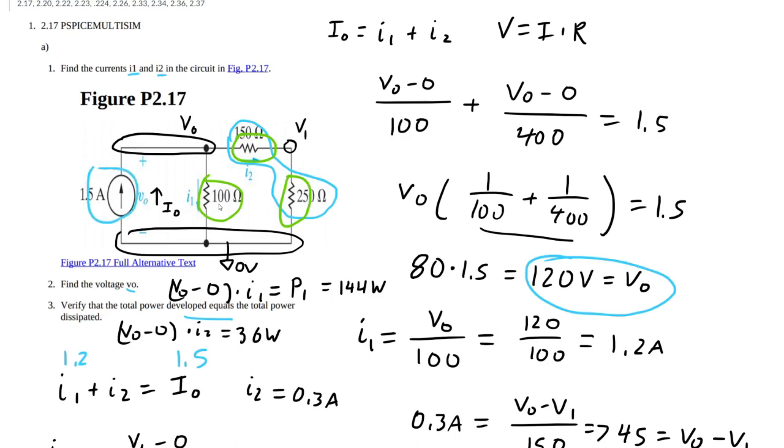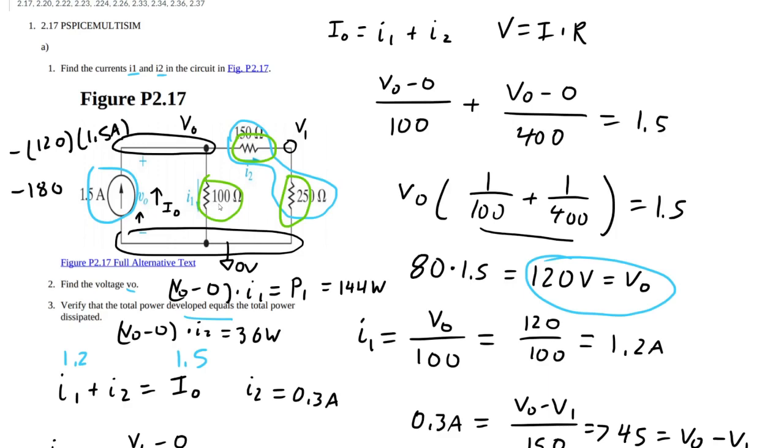Well, we have the current flowing from minus to plus, so it's going to be minus in the front, and we have 120 volts across it and 1.5 amps. So that is, I think, 180 or minus 180.